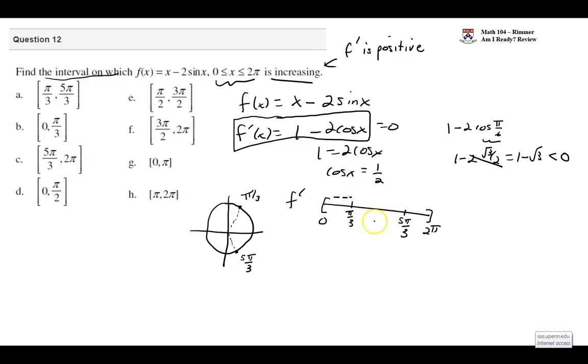But then if you pick something that's in between pi over 3 and 5 pi over 3, a good value would be pi. These are test values. 1 minus twice the cosine of pi. Cosine of pi is negative 1, so that's 1 plus 2, or 3. So the derivative is positive there, everywhere in that interval. And then it flips back to negative again. 1 minus twice the cosine of 11 pi over 6. That'd be another 1 minus twice root 3 over 2.